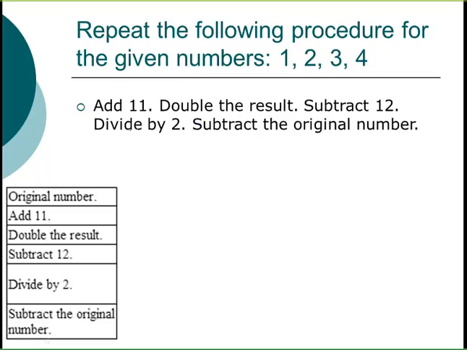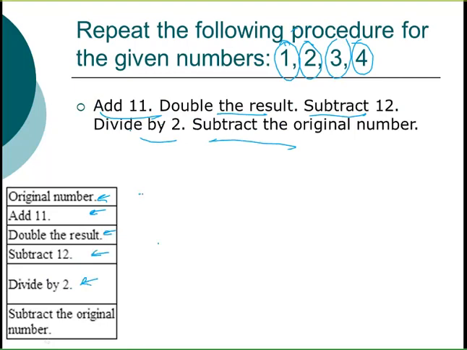All right, so here's kind of more what your homework looks like on this particular problem. We've got repeat the following procedure for the given numbers 1, 2, 3, and 4. So it says to do that for each number. Basically, I do it for 1, I do it for 2, 3, and 4, and you're trying to figure out what's happening. So it says take your original number, add 11, double the result, subtract 12, divide by 2, subtract the original. So it's a long process, and notice I broke the problem up here in a table for us so we can go step by step and follow the procedure.